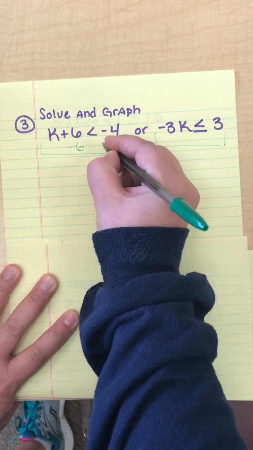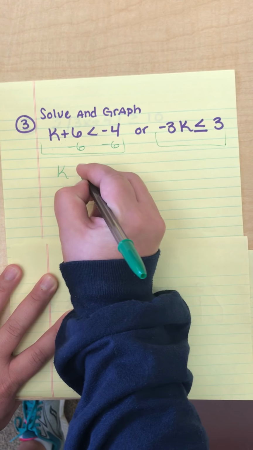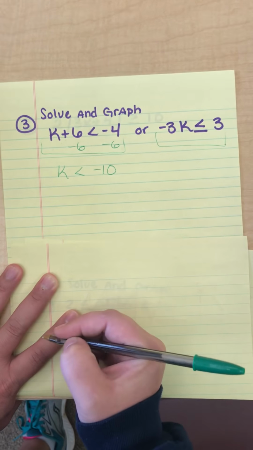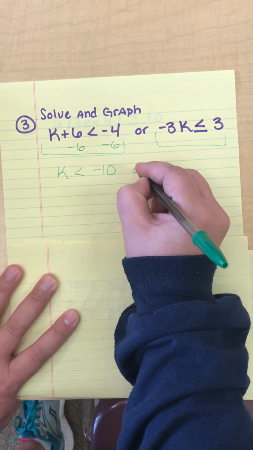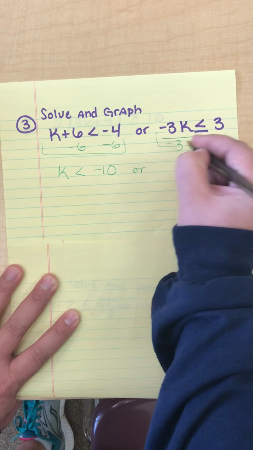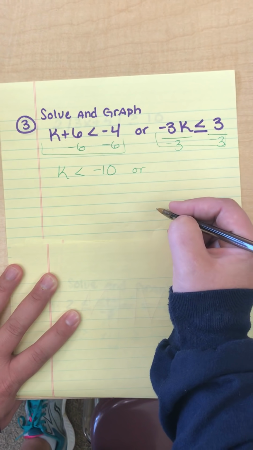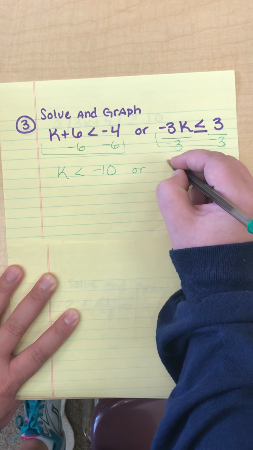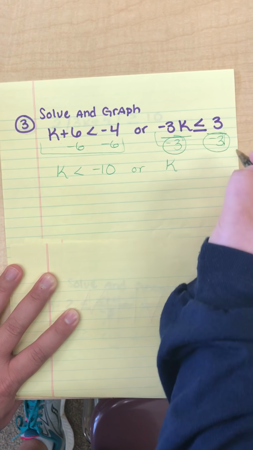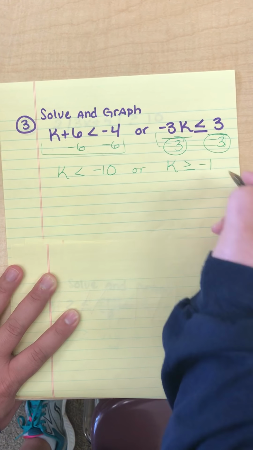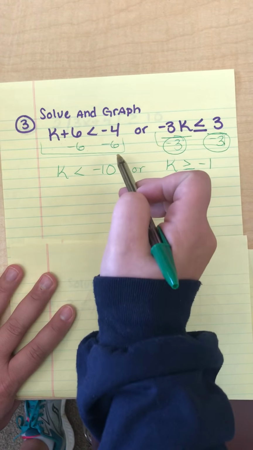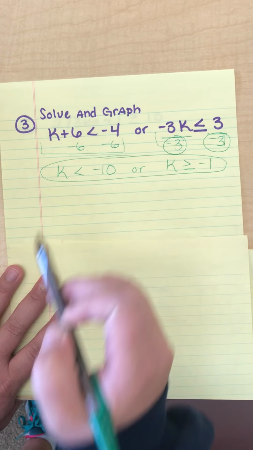So I'm going to subtract 6 here. That gives me negative 10. I don't need to flip my sign at all. Divide by negative 3. And yep, you guessed it, we're flipping our sign because we divided by a negative on both sides. All right, so here is my actual solution, a nice long solution here.